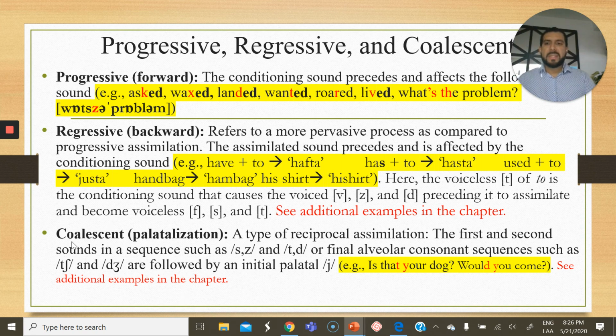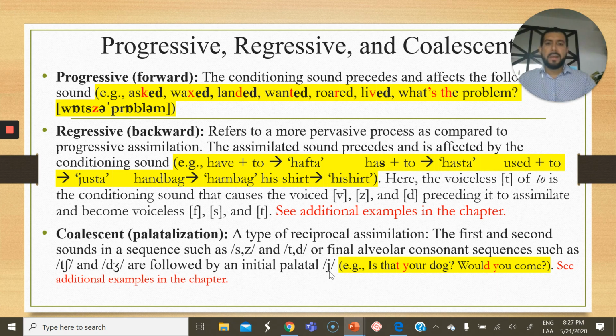And the third type of assimilation is coalescent or reciprocal assimilation. By reciprocal, we simply mean that the two sounds influence each other to make up a new sound or a new phoneme. The first and second sounds in a sequence, s and z and t and d, or final alveolar consonant sequences such as ch and j, are followed by an initial palatal sound.